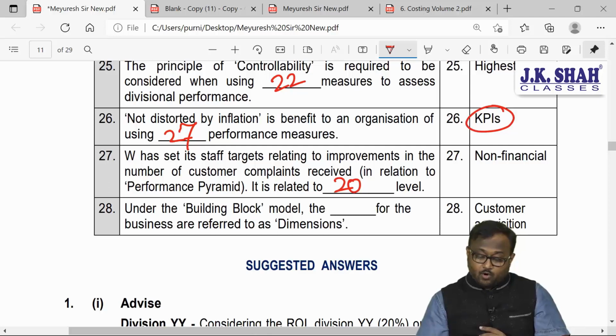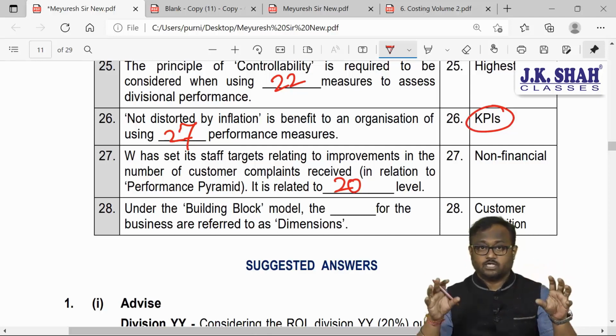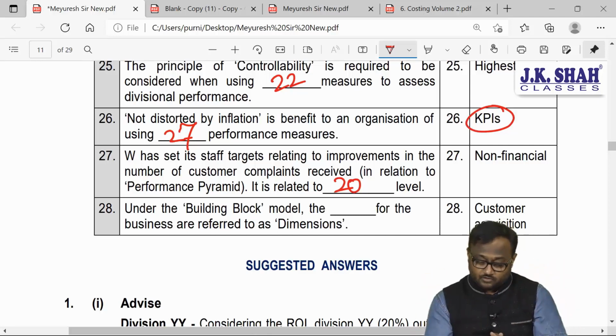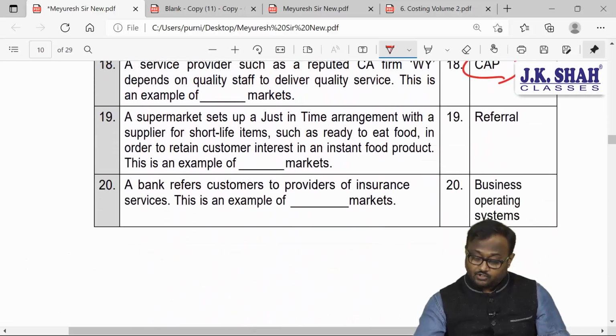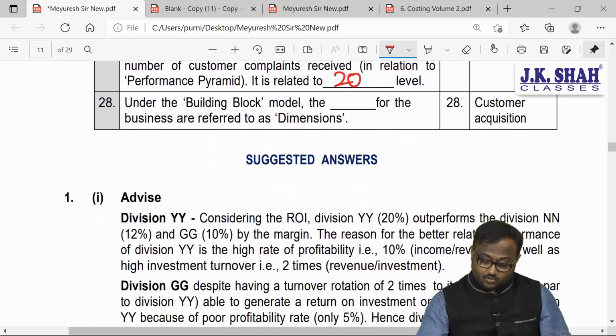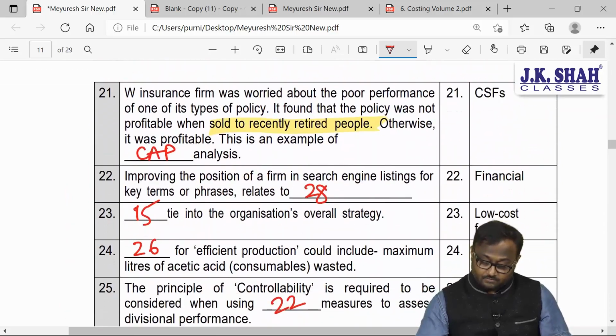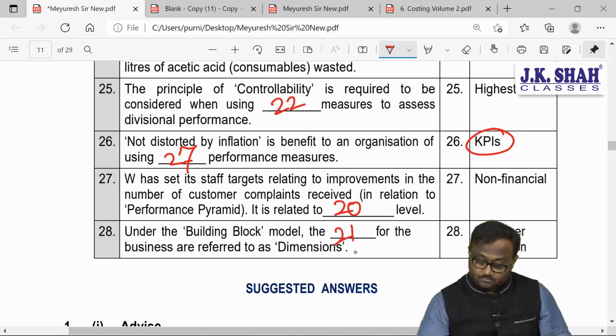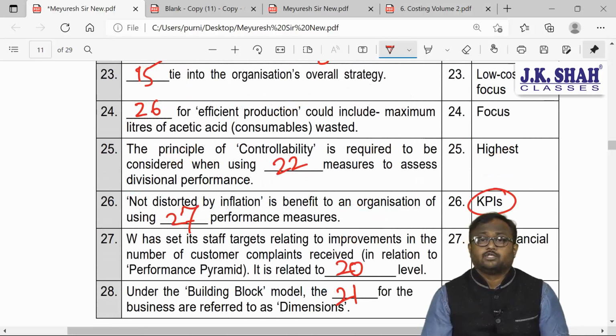Under the building block model, where you have goals, motivation and strategies, the dash for the business is referred to as the dimensions. If you recollect about dimensions, it can be your critical success factors. So that was your RTP discussion for May 22.